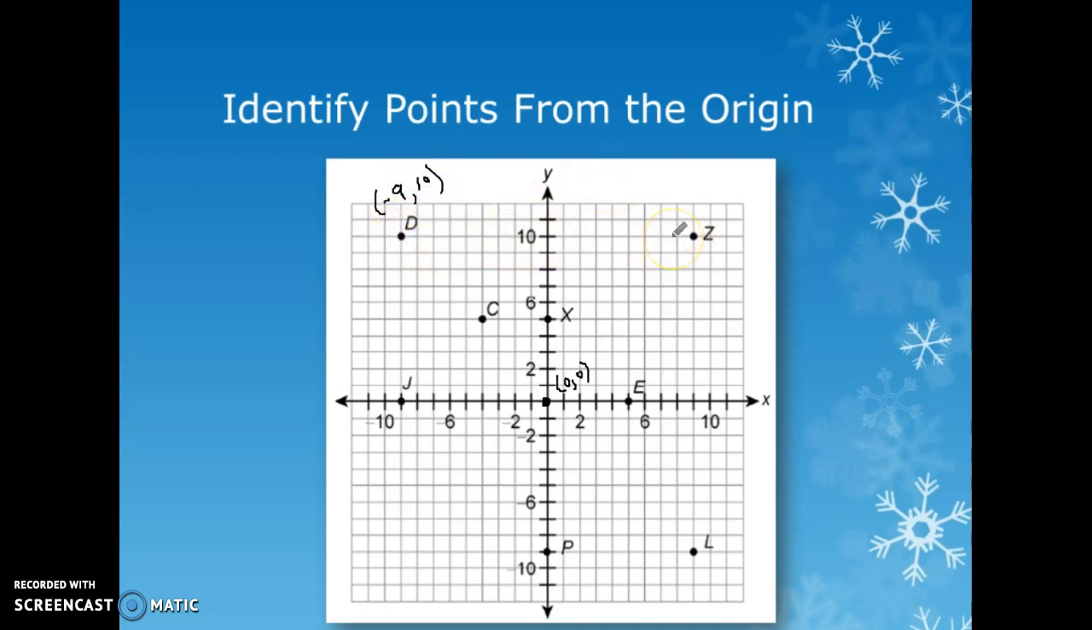One more, if I want the coordinate of point E, I'm counting to the right, 1, 2, 3, 4, 5. So the x-coordinate is 5. Since it's on my x-axis, I'm not counting up or down. My y-coordinate then is 0.